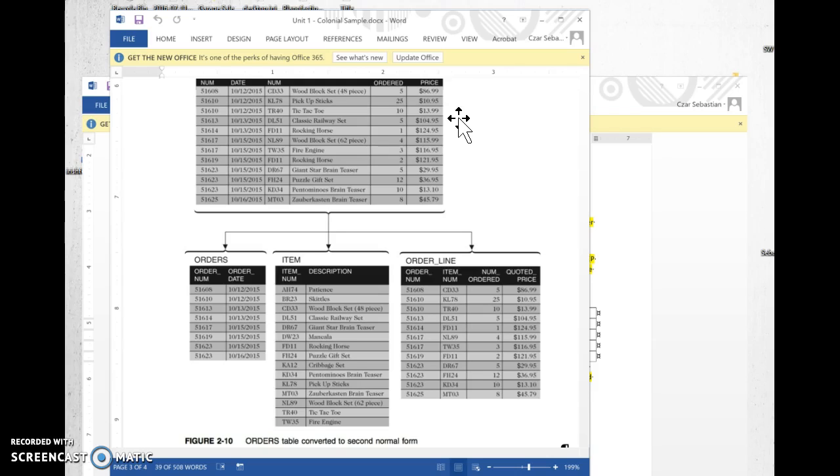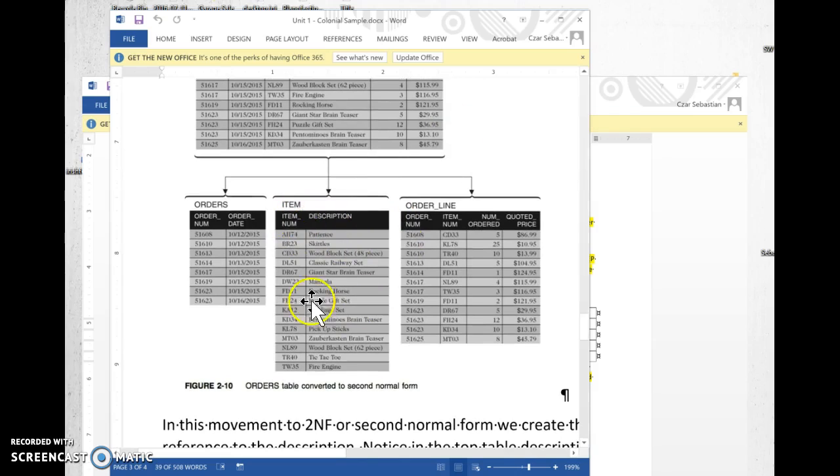Somebody might say, well, I can do a search and find, but what happens if someone doesn't capitalize something the right way or puts an extra space? There are all kinds of issues that happen with that. Whereas right here, I'm only ever going to have one instance of this particular description corresponding to this particular item number.